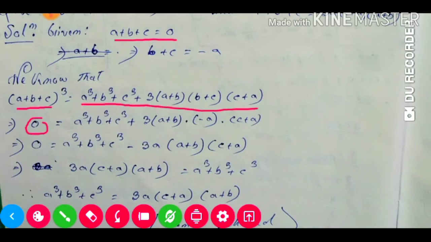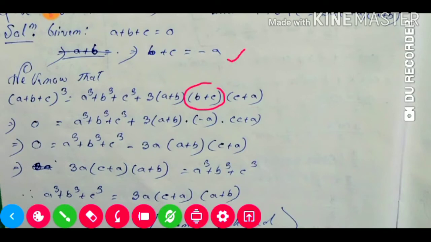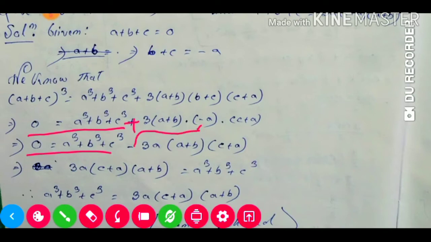And according to the formula, here we know the b plus c value we just got. B plus c is equal to minus a. So instead of b plus c, we will put here minus a. Now multiply this one. Same to same, this portion will remain, and here minus, and here it is plus. So plus minus will be minus. So minus 3a into a plus b into c plus a.